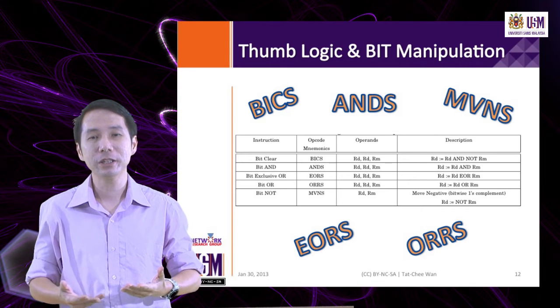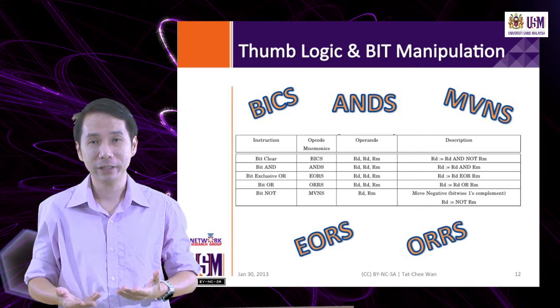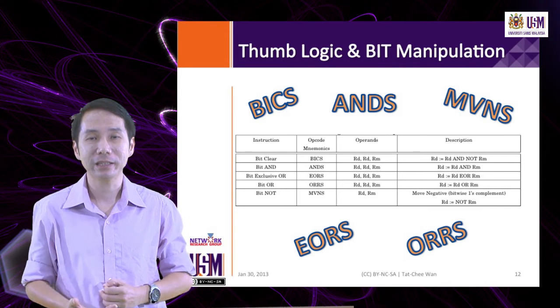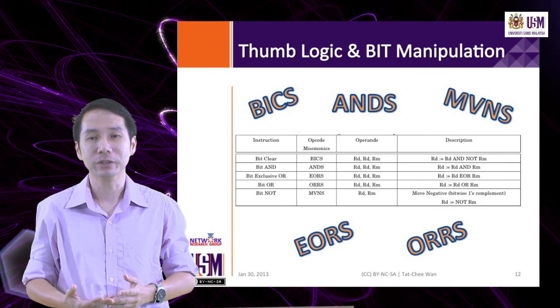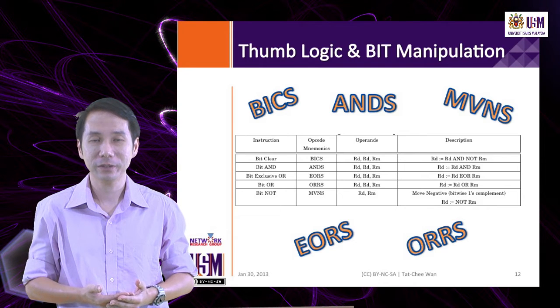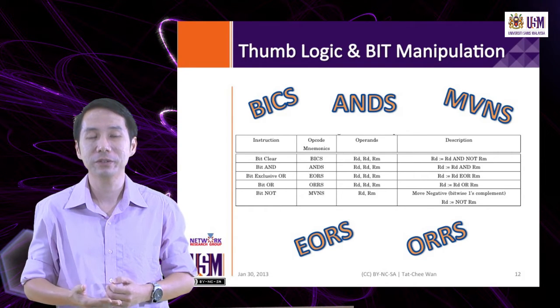Now the manipulation of bit values and logic calculations in thumb mode is very much identical to those for ARM mode. The only difference is that the flags are updated for each of these instructions, so it always comes with an S suffix.